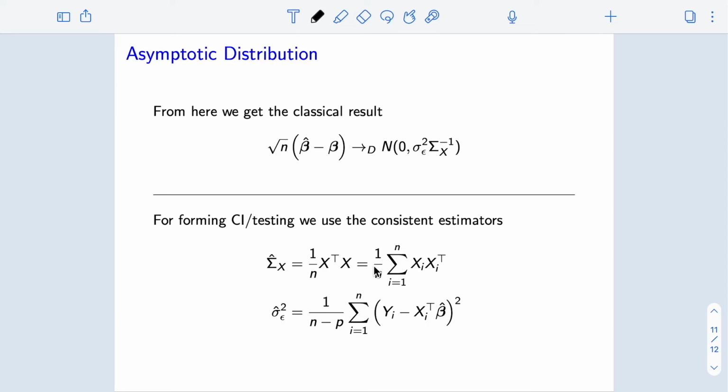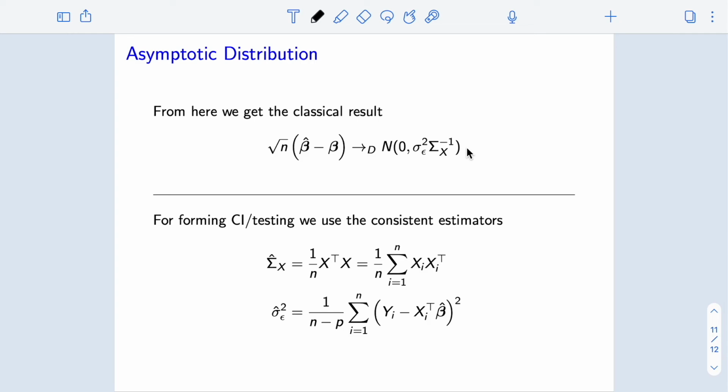So from here, we get this classical result, which says if we look at beta hat minus beta and scale it up by square root of n, that will converge in distribution to a normal with mean 0 and covariance matrix, that is the variance of the error times the inverse of this matrix that can kind of be thought of as the uncentered covariance matrix of the features.